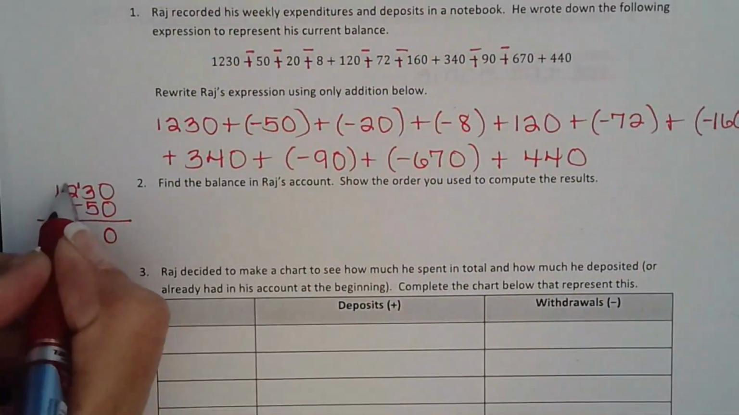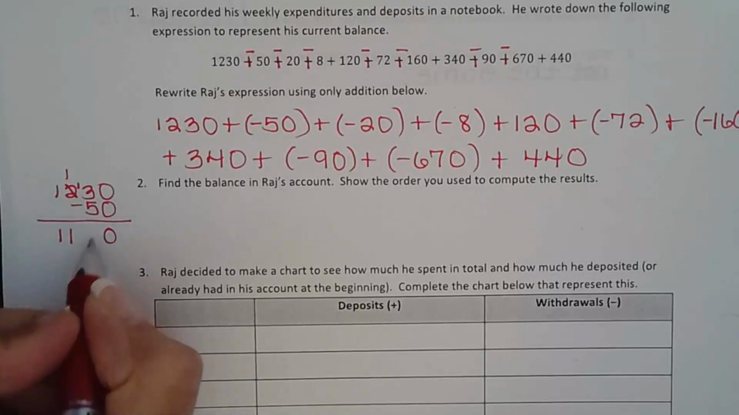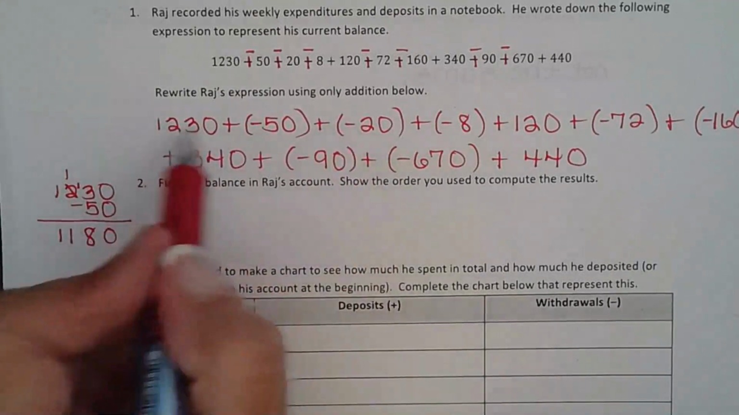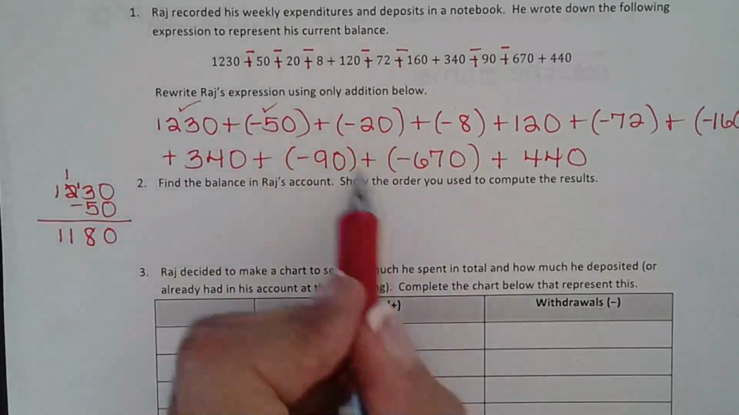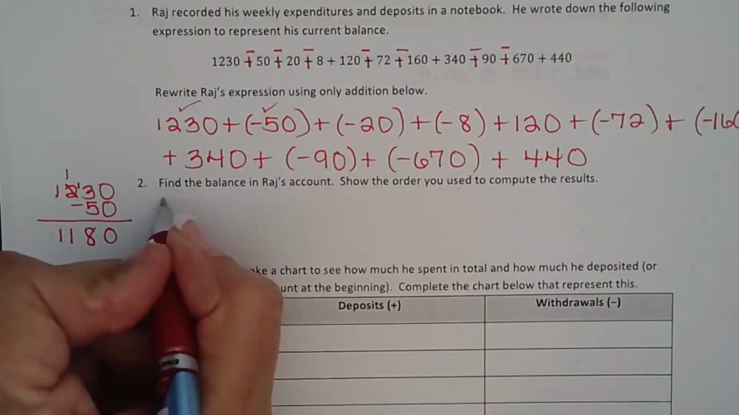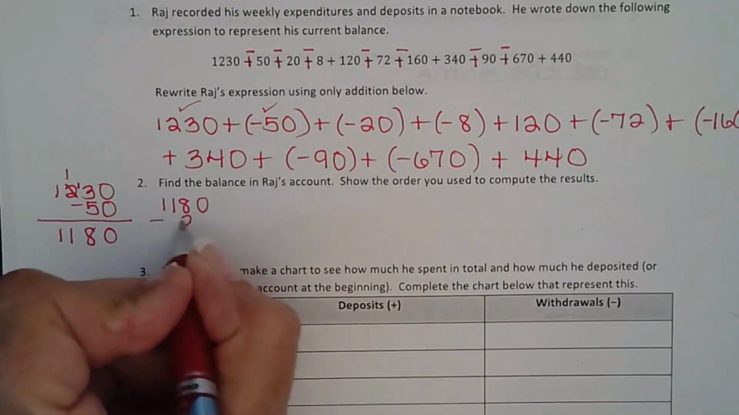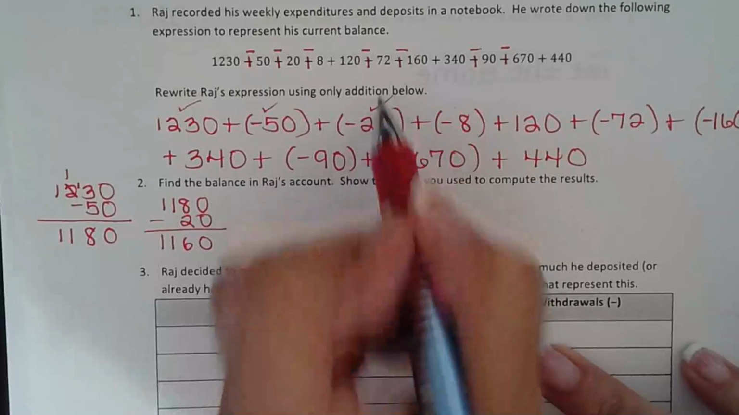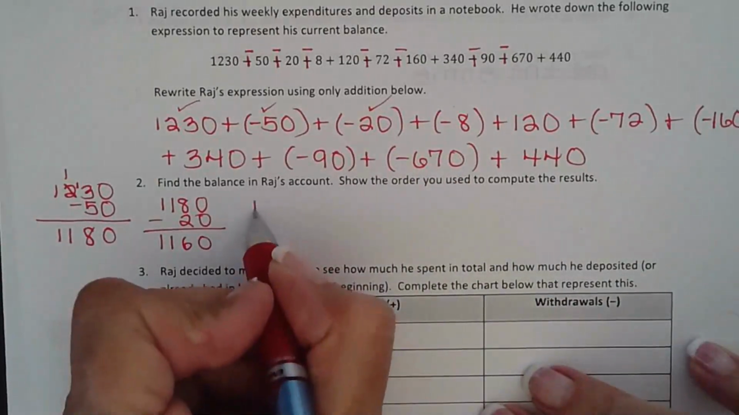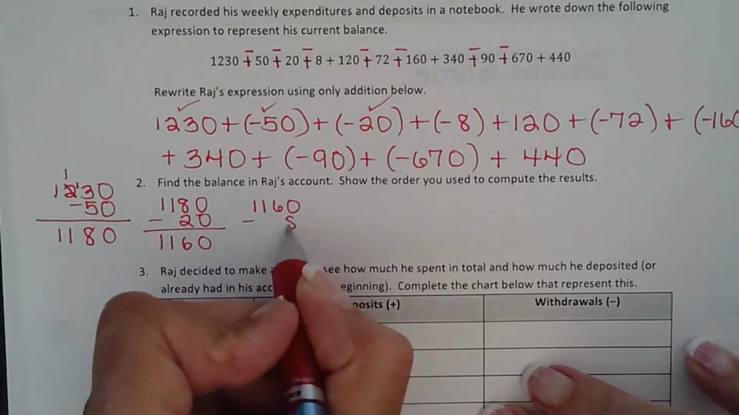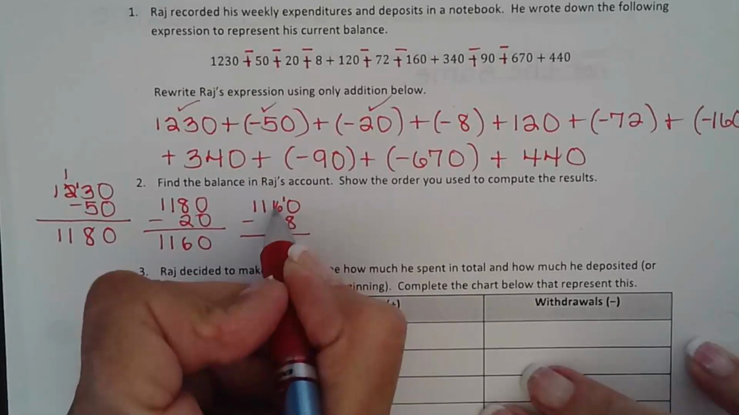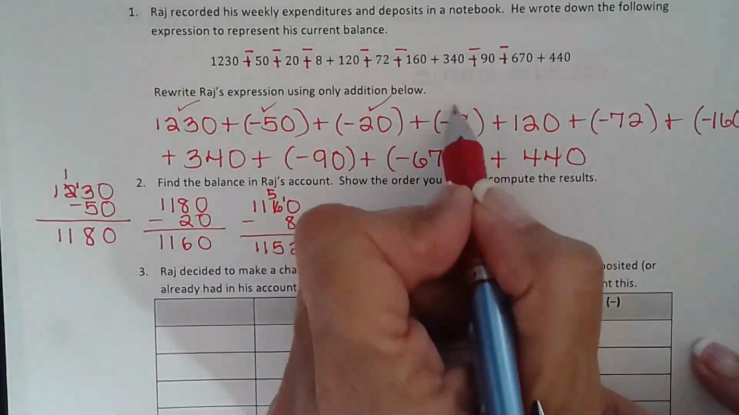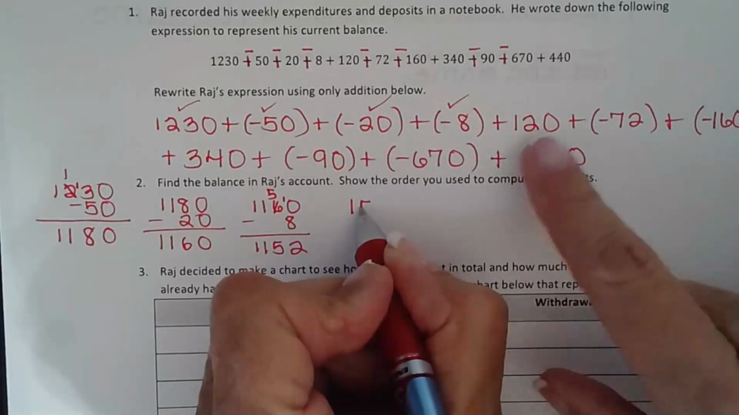Make that 13, borrow 1, so it's 11. 13 minus 5 is 8. So then we get 1180. And so these two are done. And we're going left to right, remember. So now it's 1180 minus 20, 1160. So that one's done. And then minus 8. 60 minus 8 is 52, or you can do your borrowing. 10, 6, make it a 5, so that'd be 1152. So that one's done. Then we're adding 120 next.